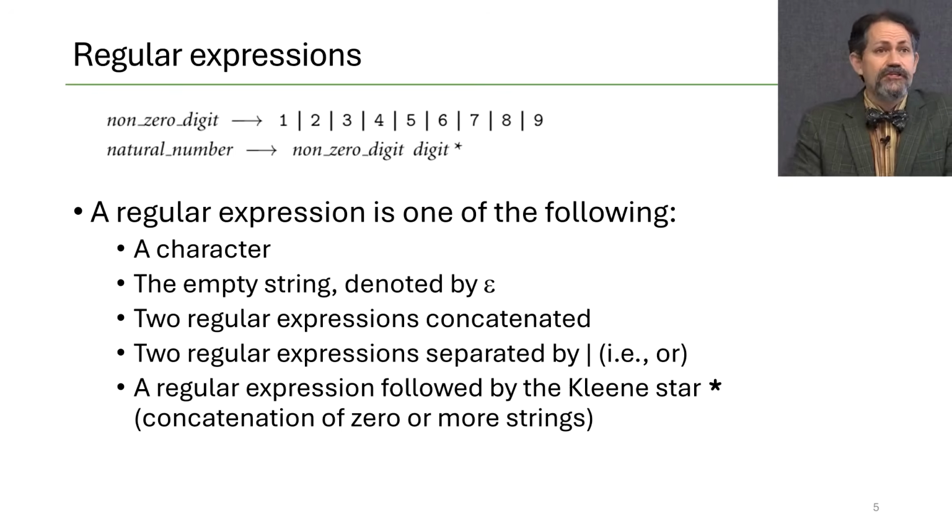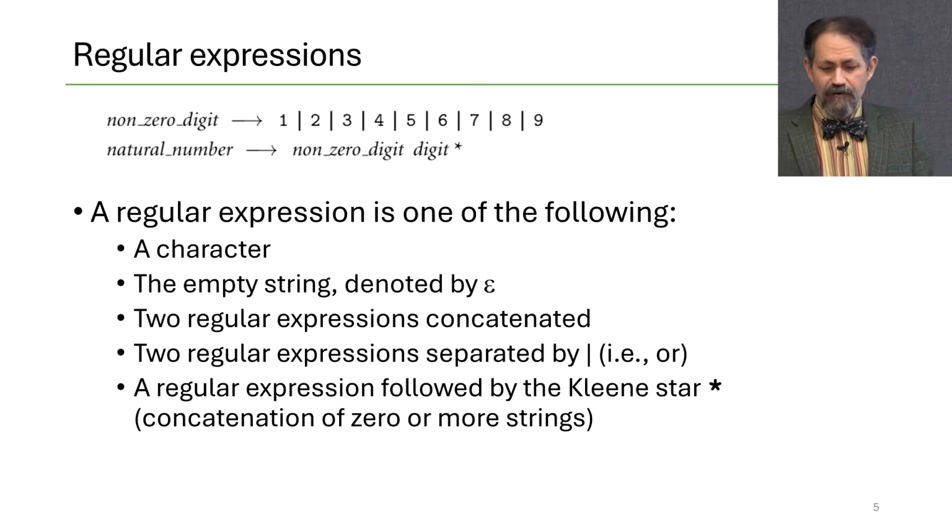You can see the concatenation in this example too. So non-zero digit followed by digit, that's a concatenation. And finally, this Kleene star, or the star, is a concatenation of 0 or more of something. So that's why we have 0 or more digits at the end.